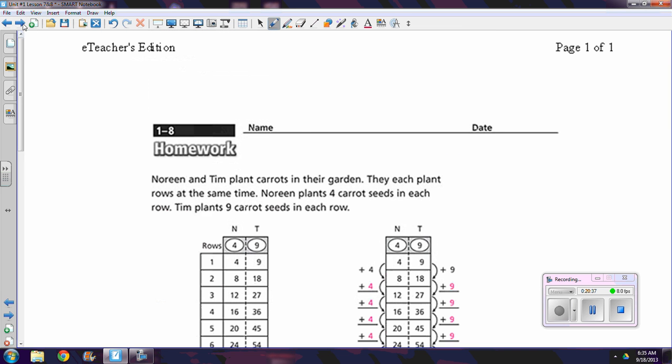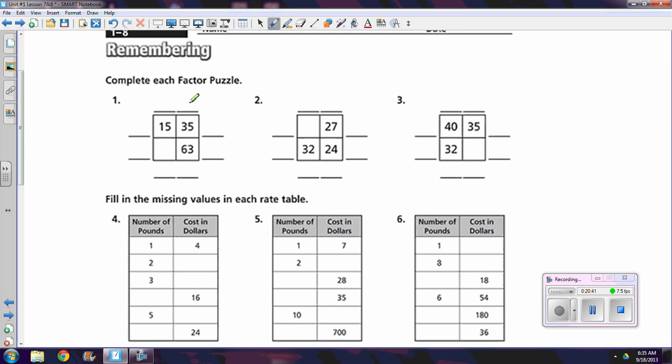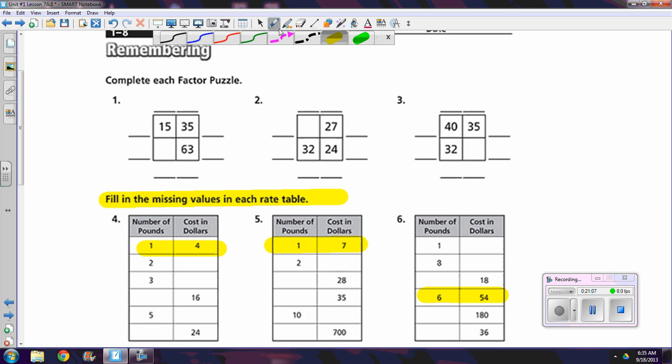That's the homework piece. The remembering, looks like you have some more factor puzzles and then missing values in the rate table. Here you would look for the 1 to 7, 1 to 4, 6 to 54. So if you know it's 1 to 4, then 2 times 4 and so forth. If it's 1 to 7, then 2 times 7. But here it's 6 to 54, so you'd have to take 54 divided by 6, which you would end up with 9. So your unit rate would be 1 pound for $9.